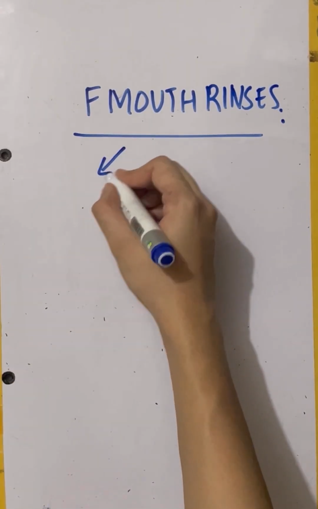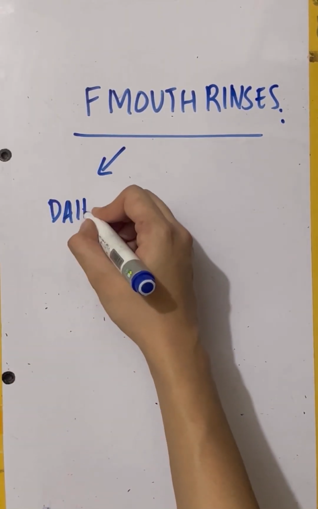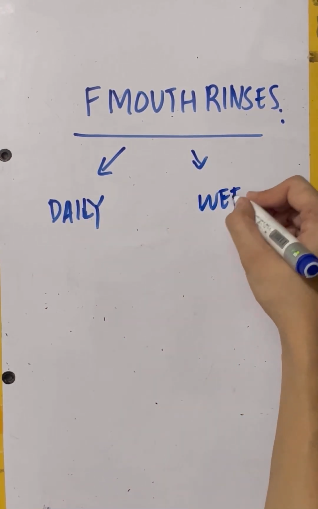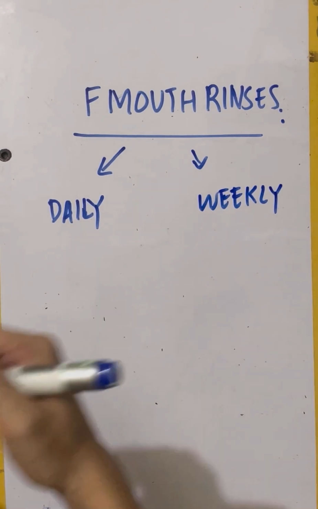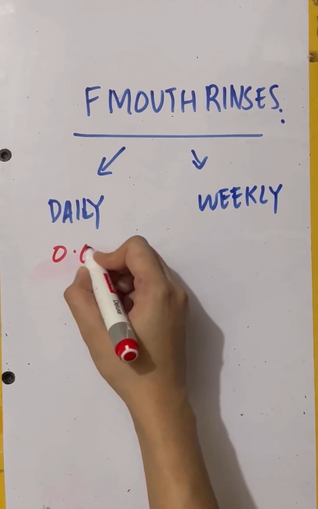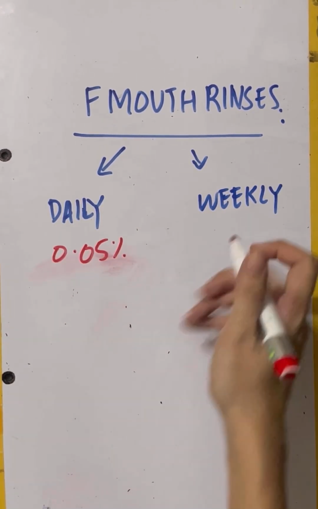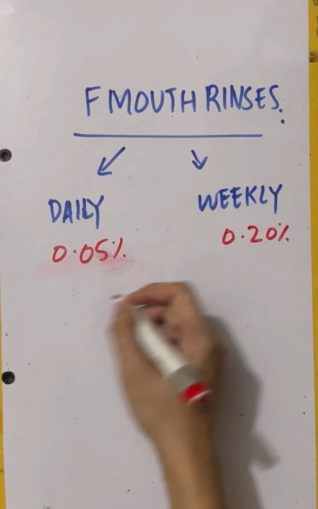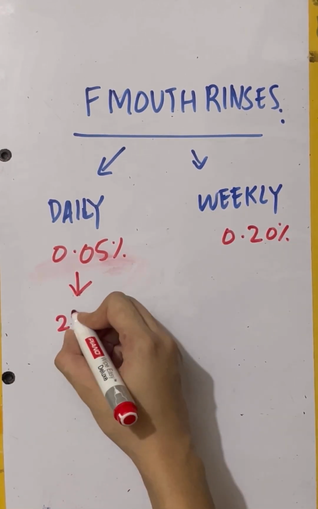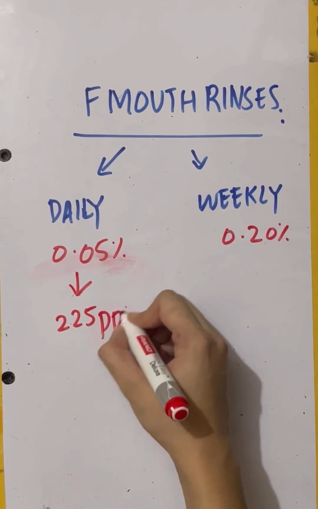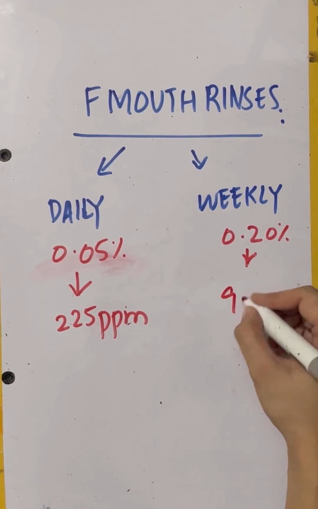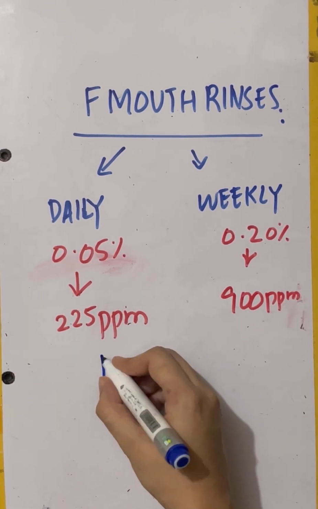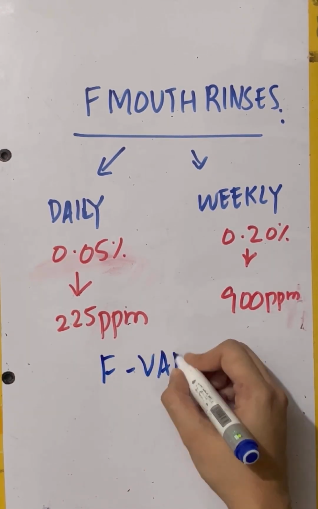The fluoride mouth rinses are divided into daily rinse and weekly rinse. Daily rinse contains 0.05% of the fluoride, while the weekly rinse contains 0.20% fluoride. 0.05 means 225 ppm fluoride. 0.20 means 900 ppm. Then comes the fifth source, which is fluoride varnishes.